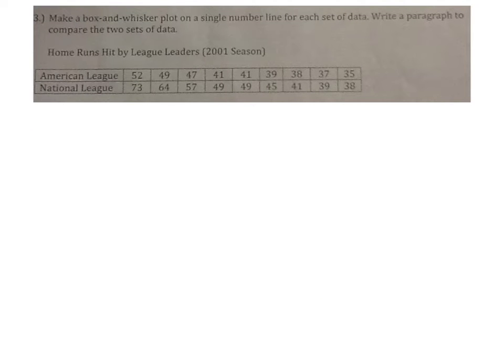Alright, so here we want to make a box and whisker plot that compares the American League to the National League. So we're going to put two box and whisker plots on one. So for the American League, that's going to be the upper extreme. That's the highest number, so they're actually in order from greatest to least. So here's the highest number for the American League. So the upper extreme is 52. The lower extreme is 35.